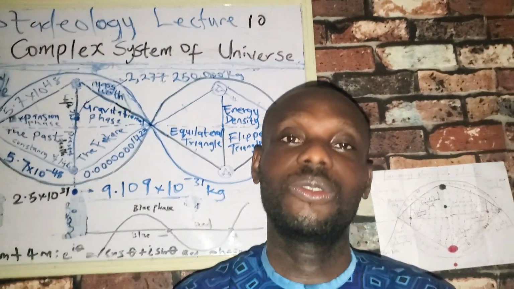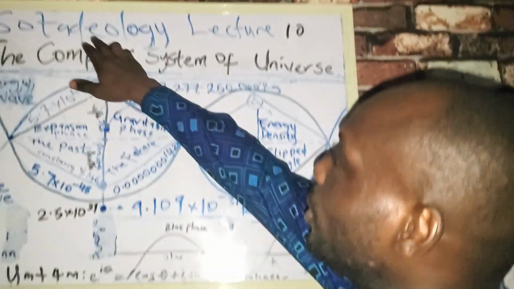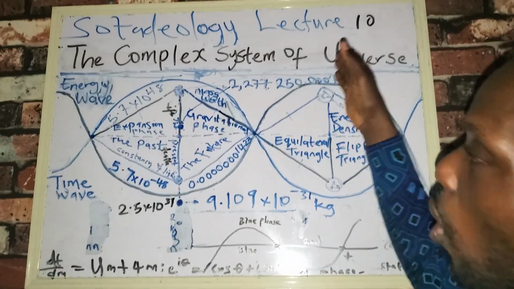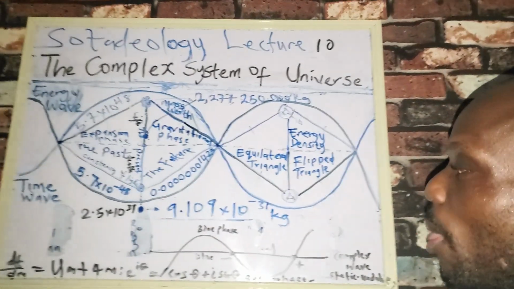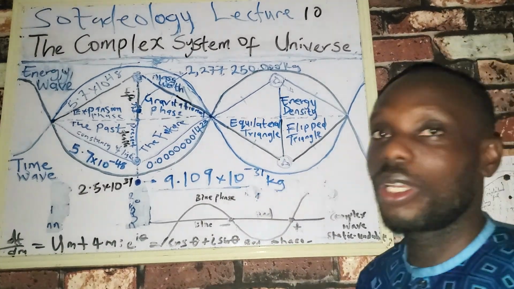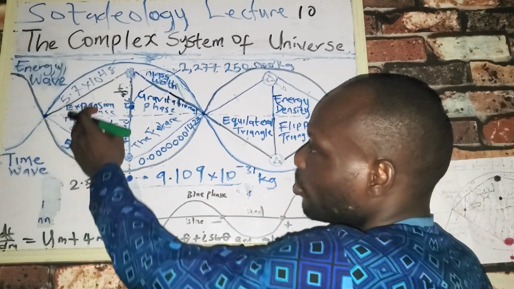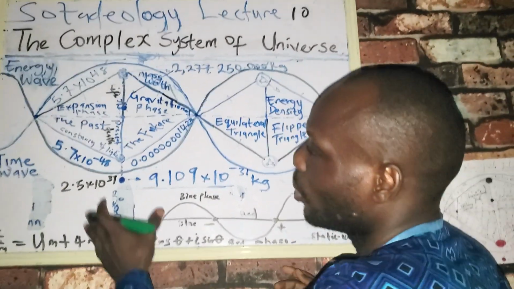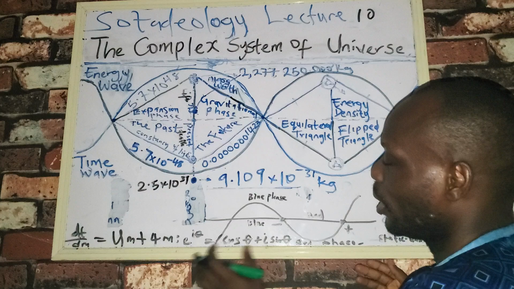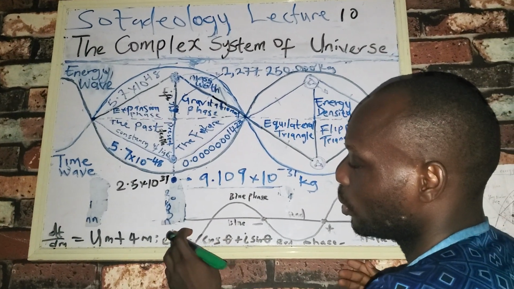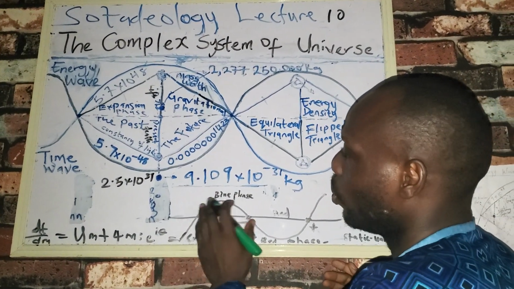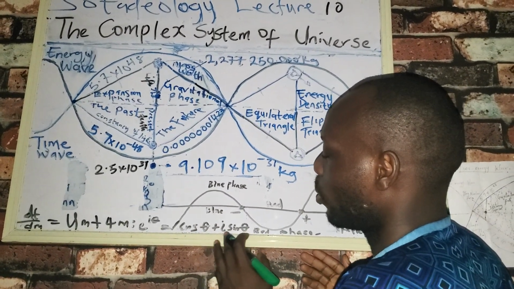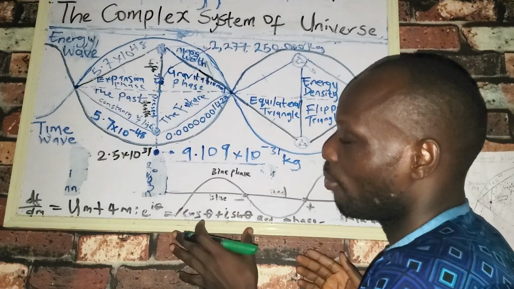I'm Sotadeology. In today's video, we're going to dissect Sotadeology Lecture 10, the complex system of universe. Now, there is something I want us to briefly look at. I want us to look at this time energy wave model. We're going to actually use this complex wave, which is this e to the i theta filter, to illustrate the cosine theta plus i sine theta that we have right here.